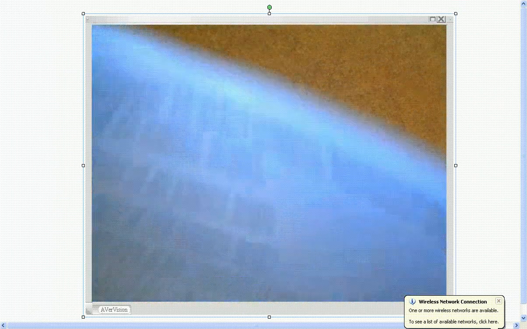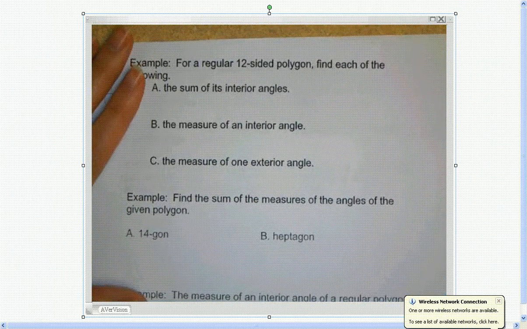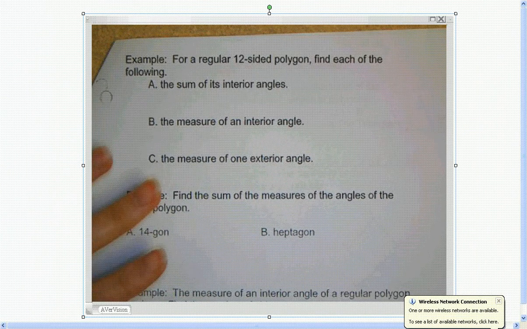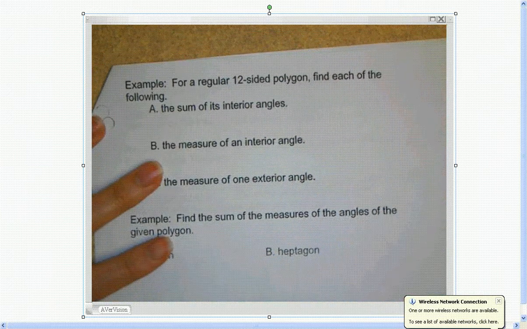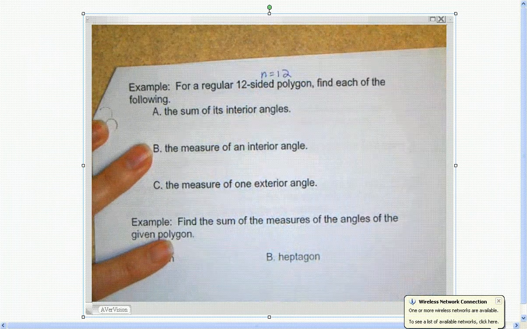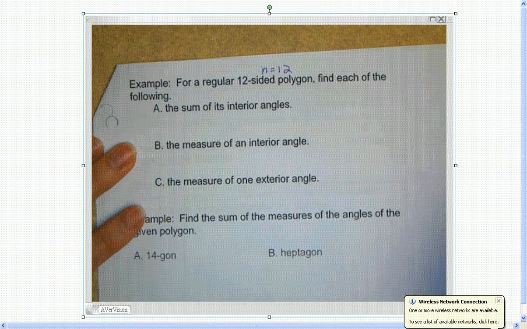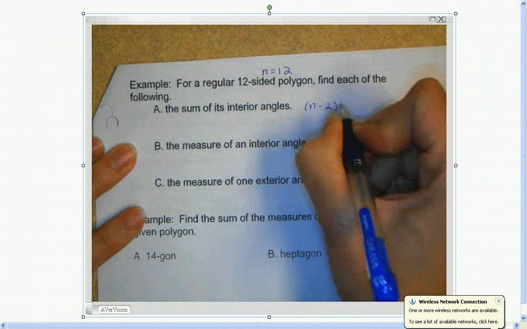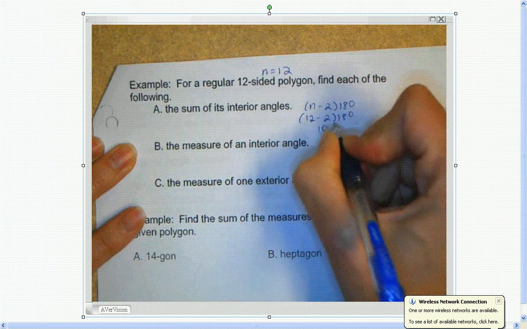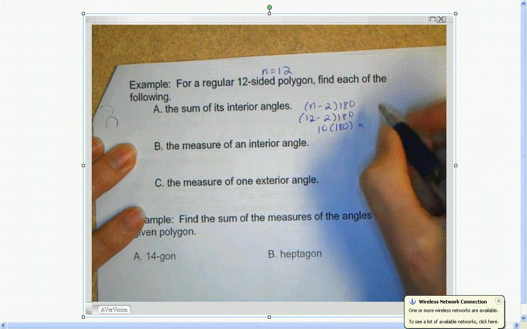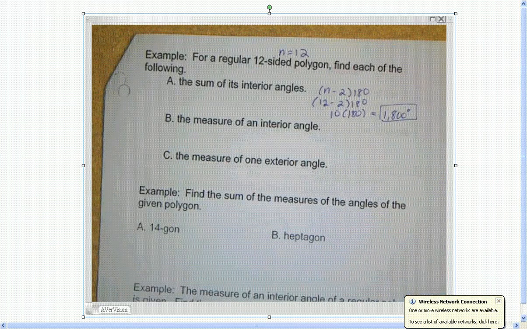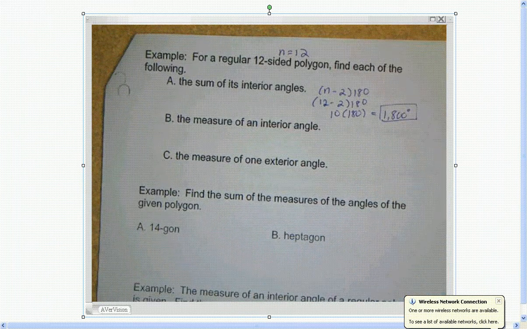Now what that allows us to do is actually find interior angles really quickly by using exterior angles to our advantage. So the first thing is, it says we have a regular 12-sided polygon, so we know everything's the same. That means the number of sides, n, is going to equal 12, and we're supposed to find the following. The sum of the interior angles. We go n minus 2 times 180. So I'm going to go 12 minus 2 times 180, so it's 10 times 180, which equals, in this case, 1,800 degrees.